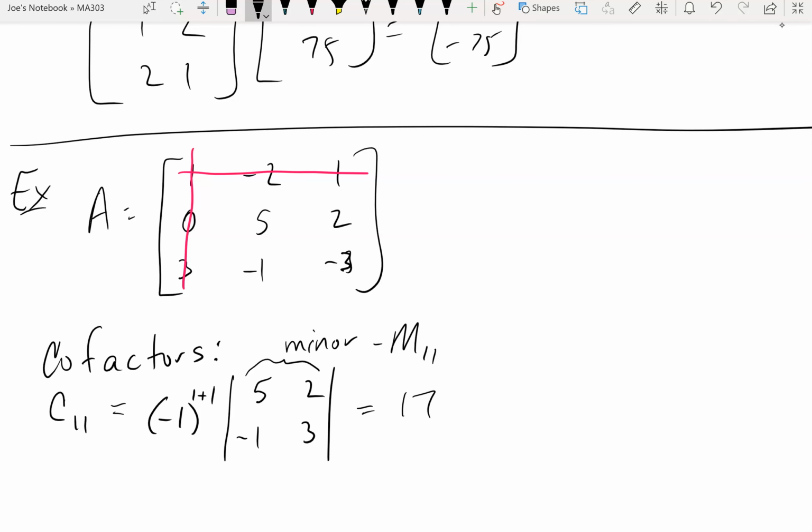15 minus a minus 2. Oh, I missed the negative. Sorry. Is that better? Negative 13. Forgot my negative, sorry. All right.